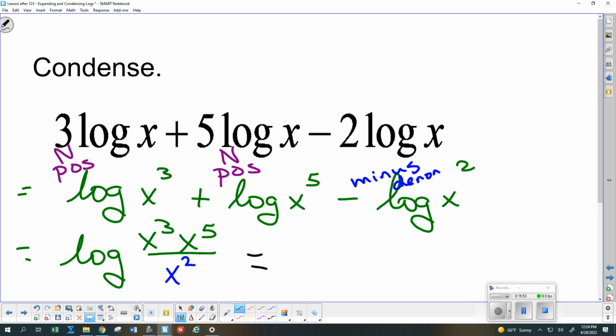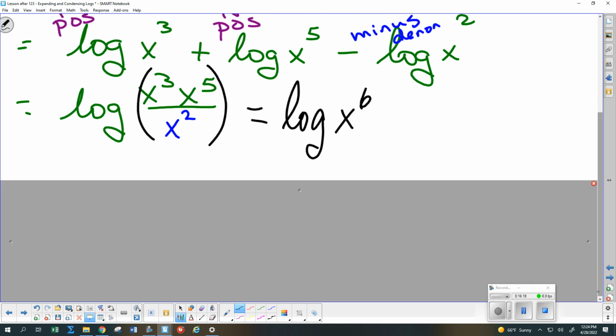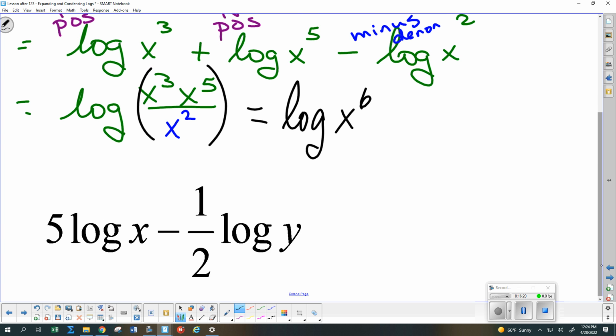That was the trickiest step. Now it's back to, I don't know, pre-algebra. What is x cubed times x to the fifth? What is x to the eighth over x squared? So that becomes the log of, but this whole argument simplifies to x to the sixth. And one last example, and then you'll just be working on homework.